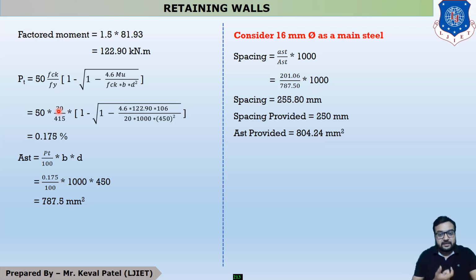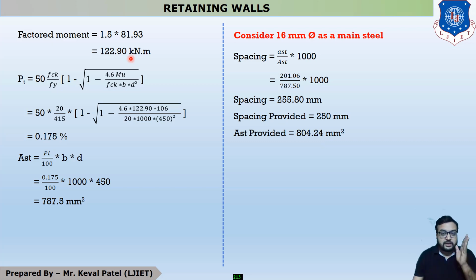Now, what is the value of FCK? FCK means characteristic strength of concrete, which is equal to 20, because in the question it is clearly mentioned that we have to use M20 grade of concrete and Fe415 steel. So our value of FCK is 20 and our value of Fy is 415. Now Mu. What is the value of Mu? The value of Mu is 122.90, but the unit is kilonewton meter.